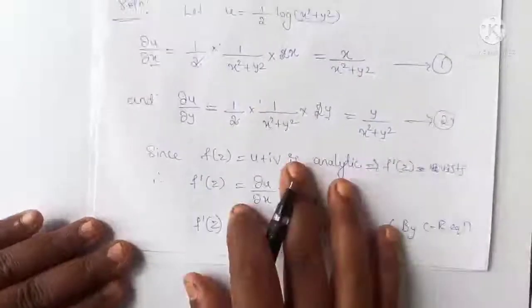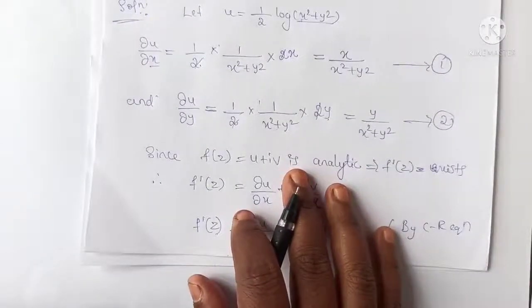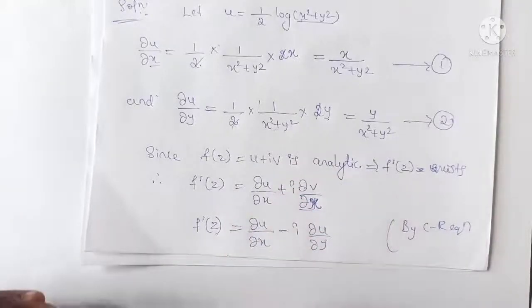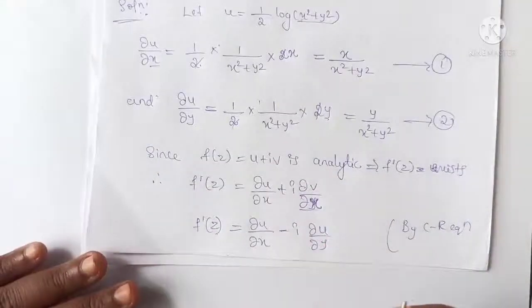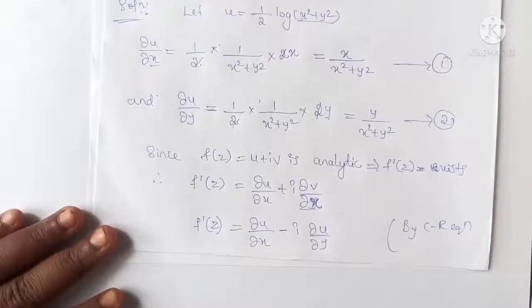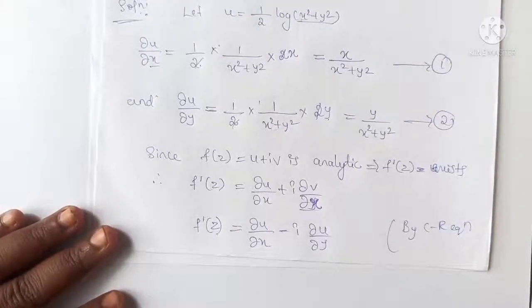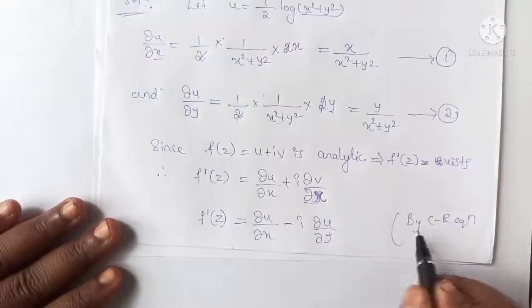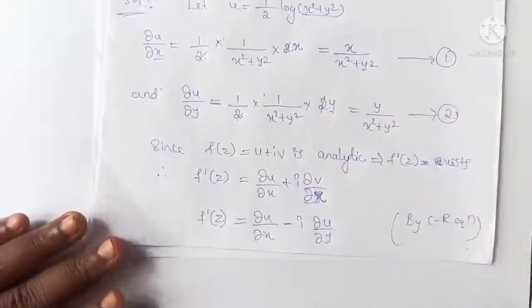So if you want the detailed steps of this Milne-Thomson method, you can go through the part 1 video, that is construction of analytic function part 1 video, okay. Whose link is given in the description box, you can check it. So this is by CR equations, okay.